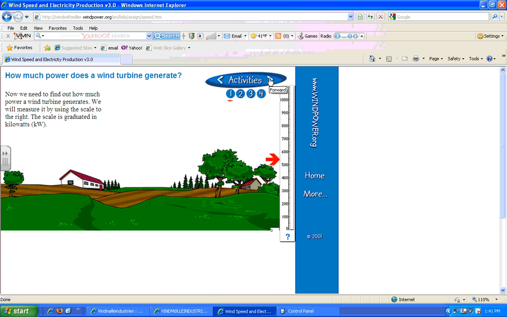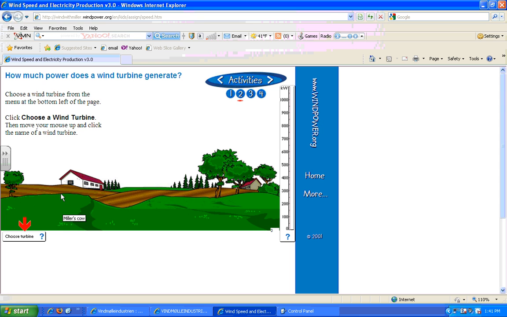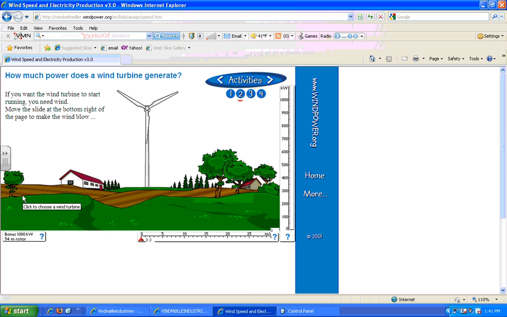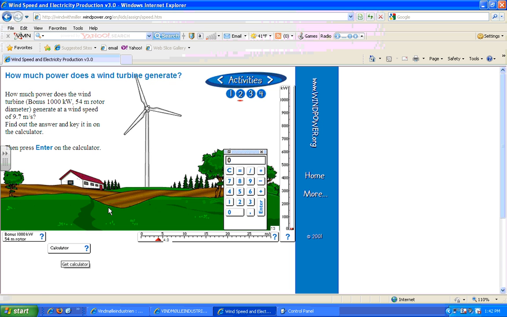Then we get into determining how much power the turbine generates. And for some reason they want us to click the cow. All right. So again, we have to pick a turbine. We'll stick with the bonus 1000 kW. So I'm going to move this, and we'll go ahead and leave it at 4 meters per second. All right, so I have to get the calculator. How much power does the wind turbine generate at a wind speed of 9.7 meters per second? So the first thing I have to do is drag this over until it says 9.7.